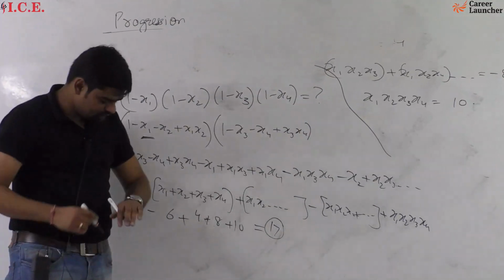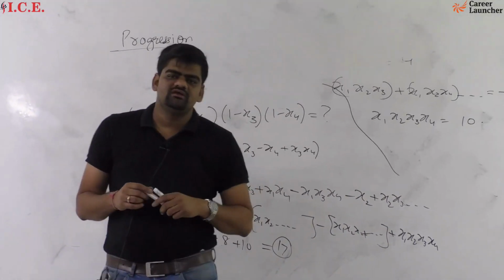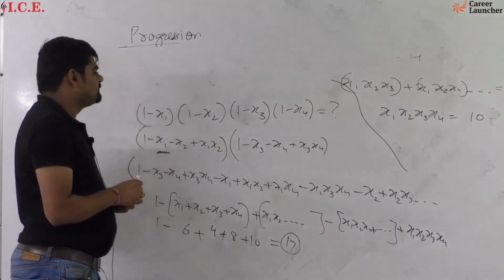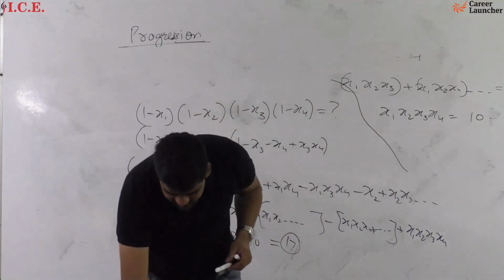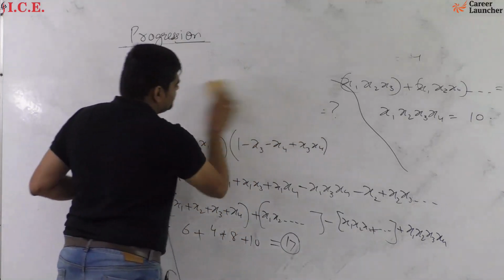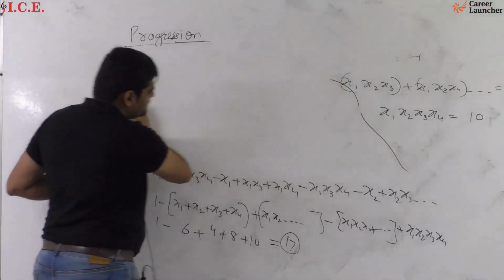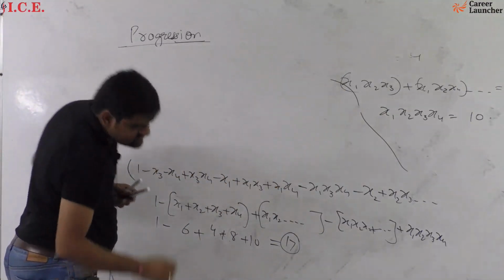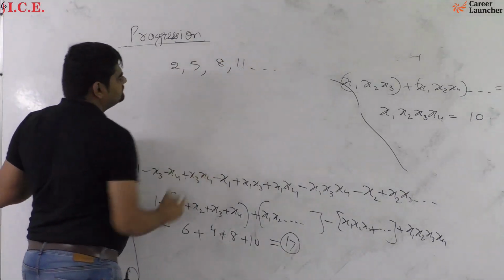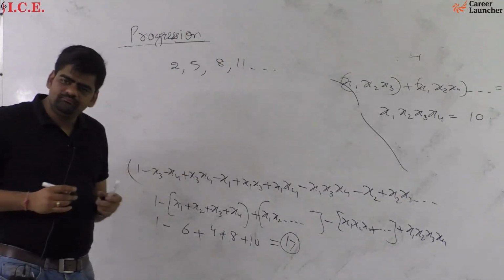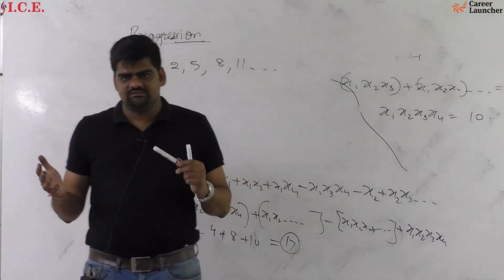Progression. Let's understand this, and then we will close for the day. Let's understand progressions quickly. So we have three types of progressions. One is arithmetic, second is geometric, and the third one is harmonic. So arithmetic progression, for example, if I say 2, 5, 8, 11, can you find the next term? Yes. Any series where you can actually determine the next term will be a progression.